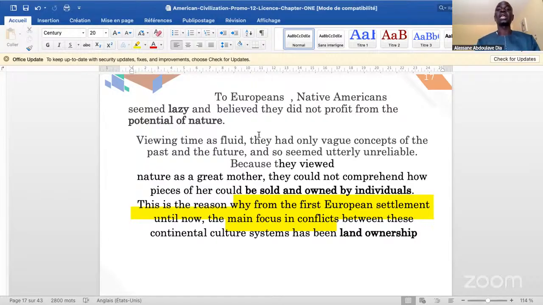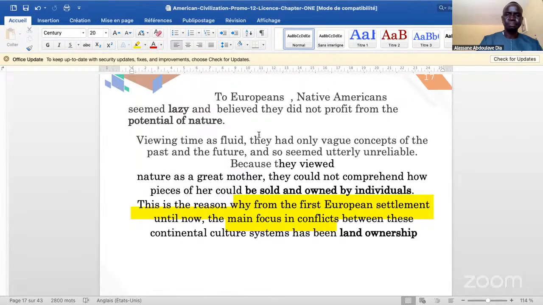When Europeans came to America, they were fascinated. They were kind of impressed. But they had a judgment. They said that Americans are lazy. Why do they have a beautiful land? They don't profit from that.